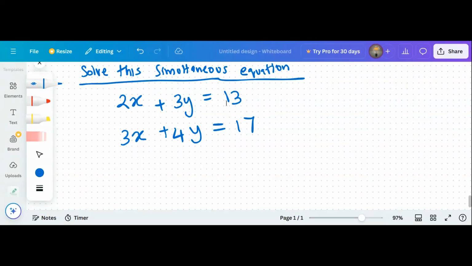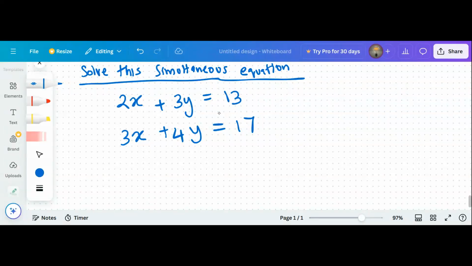Hi everyone. So we are going to see a simultaneous equation. We are going to solve a simultaneous equation question. Simultaneous equation means basically, like here if you see there are two equations given. We are going to solve it simultaneously.